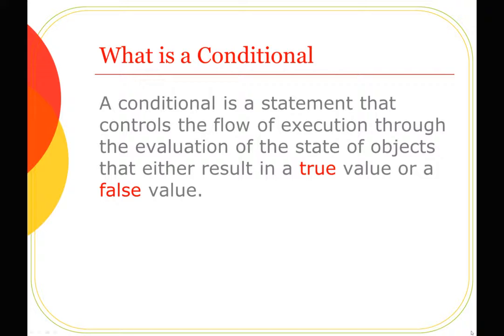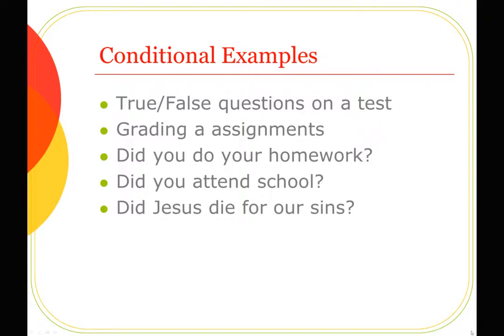So what is the state of an object? The state of an object is the current value that that variable holds. An int could be 3. A string could be hello world. An enumeration could be DayOfWeek.Saturday. So conditionals result in a true-false question on a test.